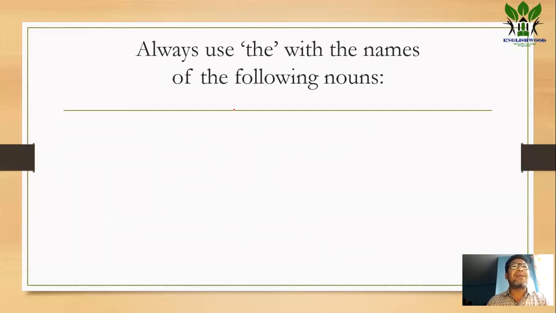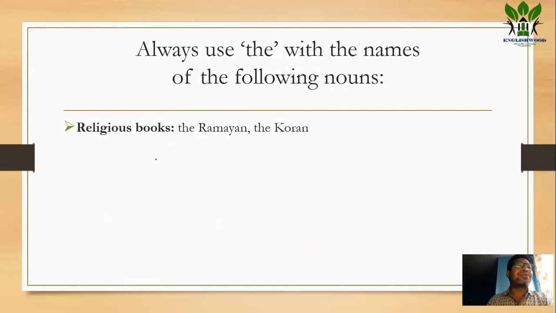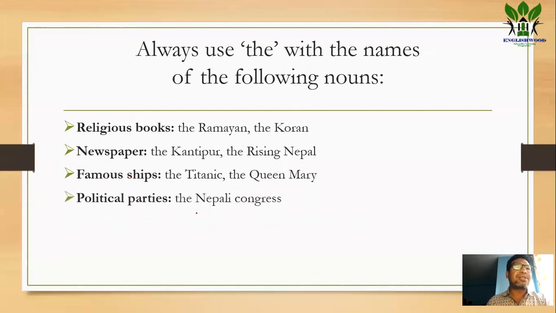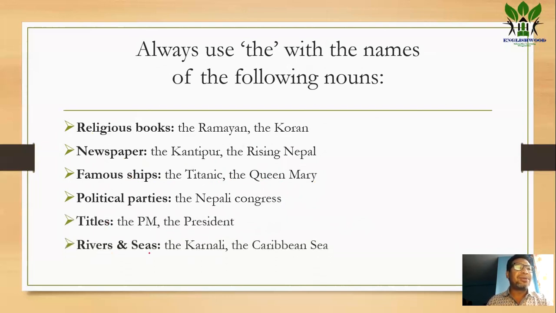Always use "the" with the names of the following nouns. For example, religious books: the Ramayana, the Quran, the Bible, etc. Newspapers: the Kantipur, the Rising Nepal, the Gorkhapatra, etc. Famous ships: the Titanic, the Queen Mary. Political parties: the Nepali Congress, the Communist Party. Titles: the PM, the President. Rivers and seas: the Karnali, the Caribbean Sea.